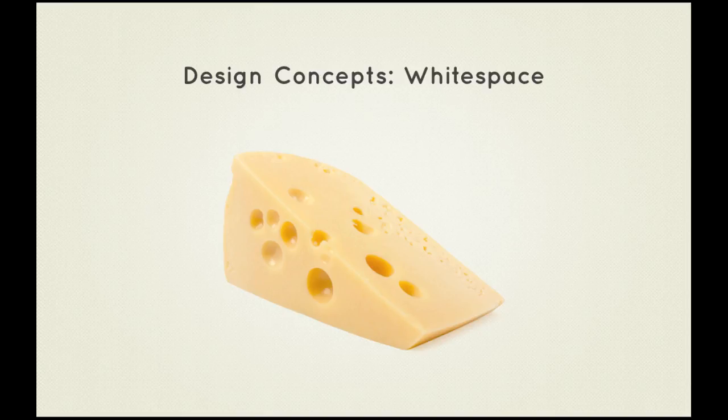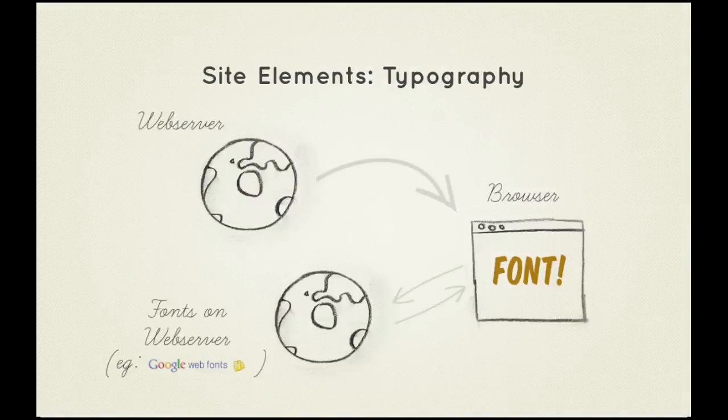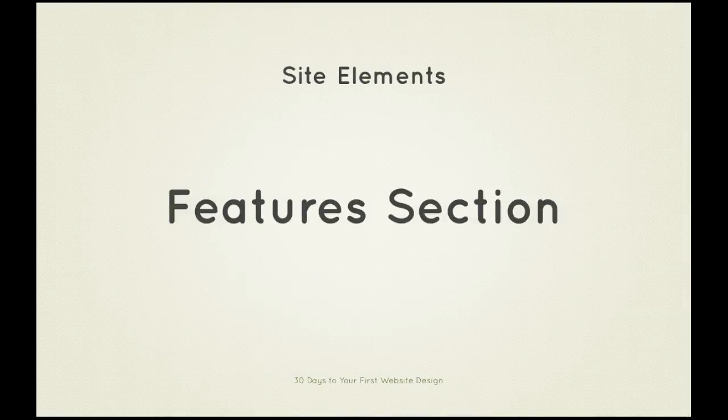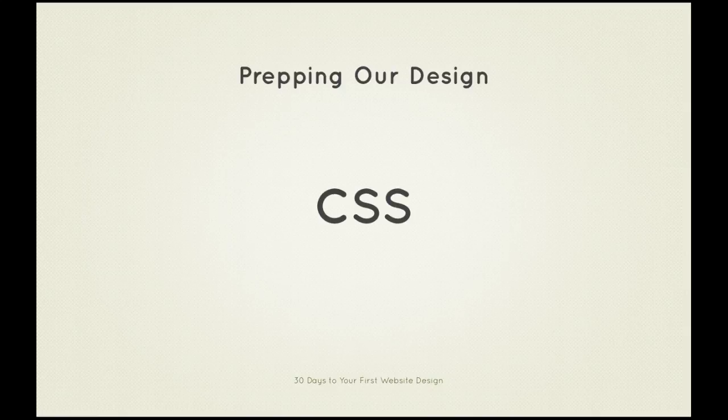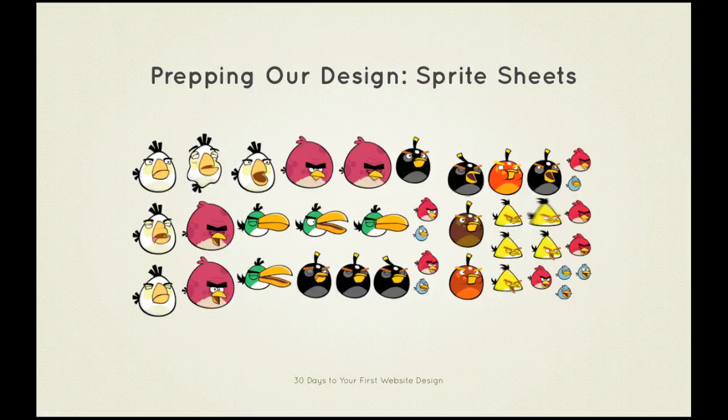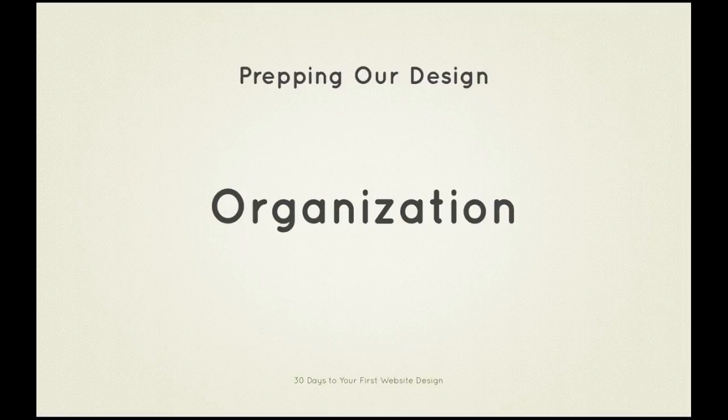We'll then move on to the nuts and bolts of web design by looking at site elements, background textures, navigation, typography, features sections, forms, and the footer. Then section 4 will lead us into prepping our design. It's a relatively brief section comprised of just 3 videos. We'll look at deciding what should be handled with CSS, and then we'll look into sprite sheets, and lastly, organization.